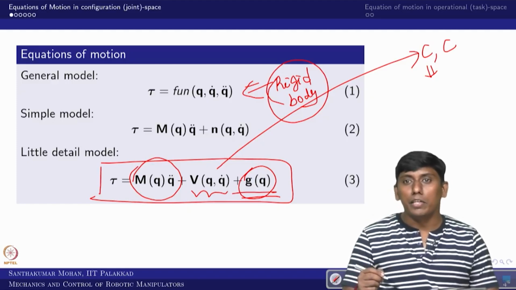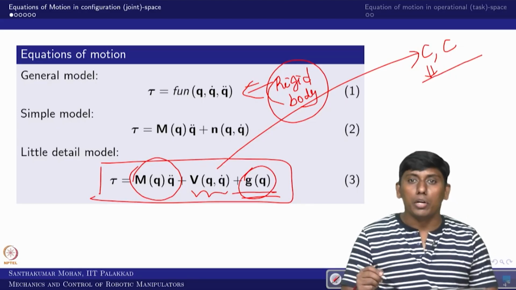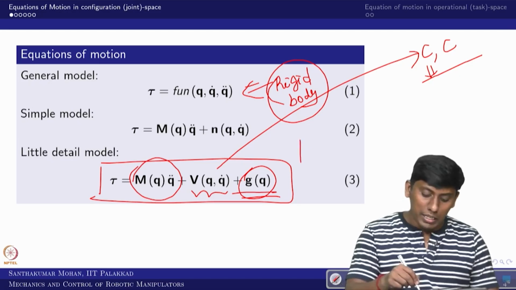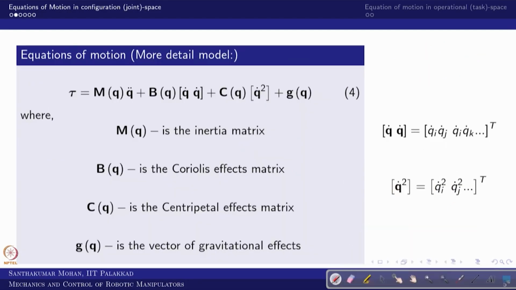So in that sense, the dissipative forces, or you can say the conservative forces, we have not seen. So the frictional term will not directly come. We will see how the other terms can be divided. In that sense, the equation of motion can be further detailed, where you can see that V of q comma q dot is further divided into two different terms.